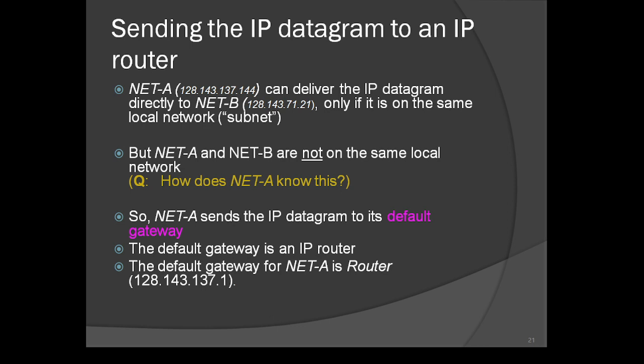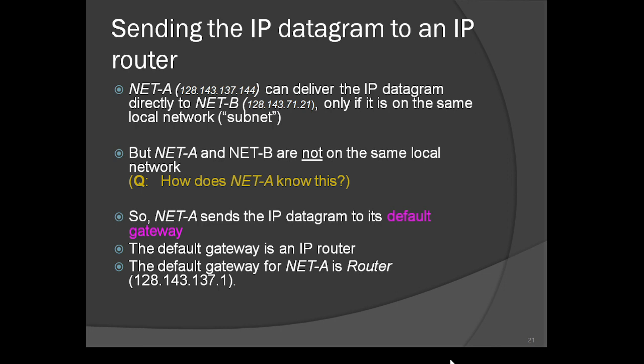So how does net A know this? Net A sends the IP datagram to its default gateway. So what happens is, if the destination that net A is looking for is not part of its network, it will forward the packet or the data to the default gateway, which is an IP router. The default gateway for net A is router 128.143.137.1. So doon niya dadalhin yung data para hanapin sa labas.